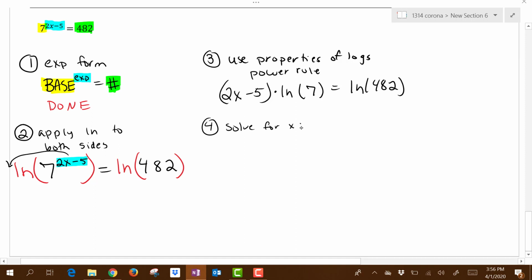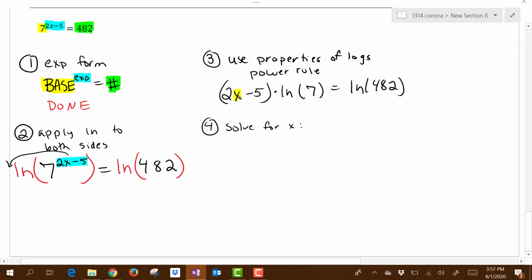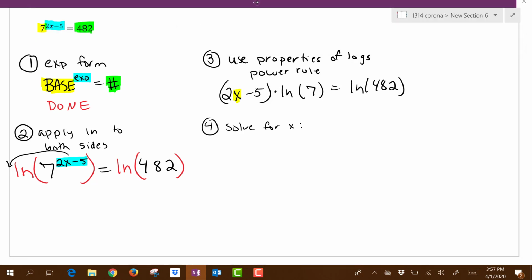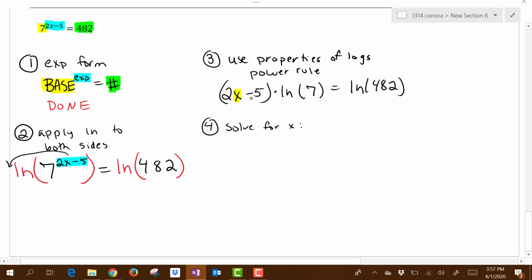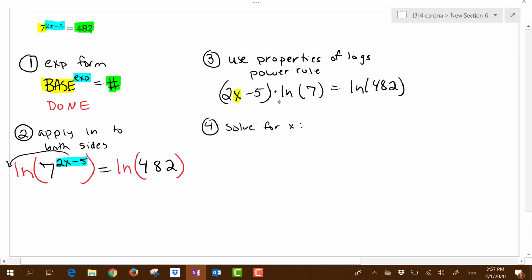Step 4, we want to solve for x. So I want to get x by itself. Here we go. We have a few things we want to get rid of. We want to get rid of the 2, the negative 5, and also the natural log of 7. Let's do that multiplication part first. Let's divide both sides by the natural log of 7. That gets rid of the complicated part pretty quickly, which is nice.